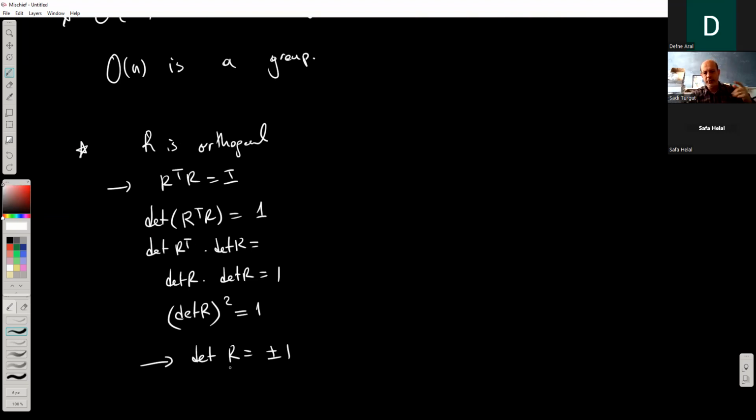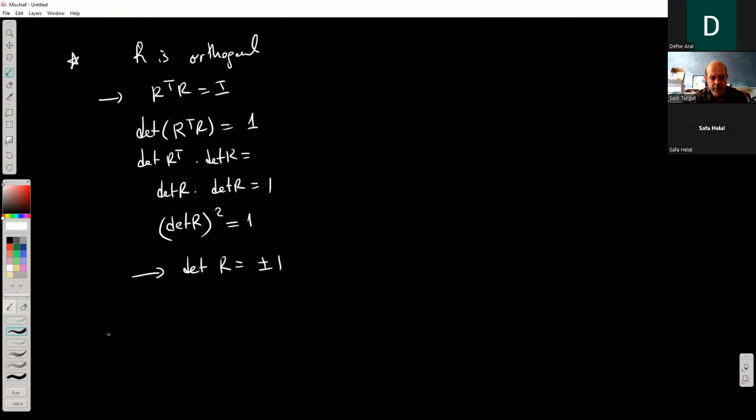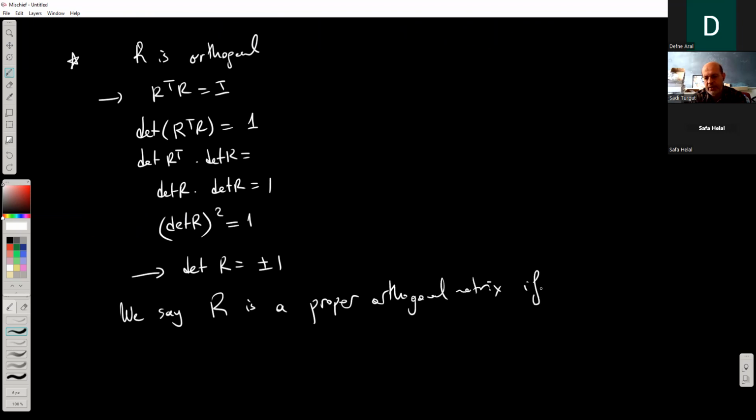As a result, we classify the orthogonal matrices into two kinds. If R is orthogonal, we say R is a proper orthogonal matrix if the determinant of R is equal to +1, and we say R is an improper orthogonal matrix if the determinant is equal to -1. So we classify the orthogonal matrices into these two kinds.